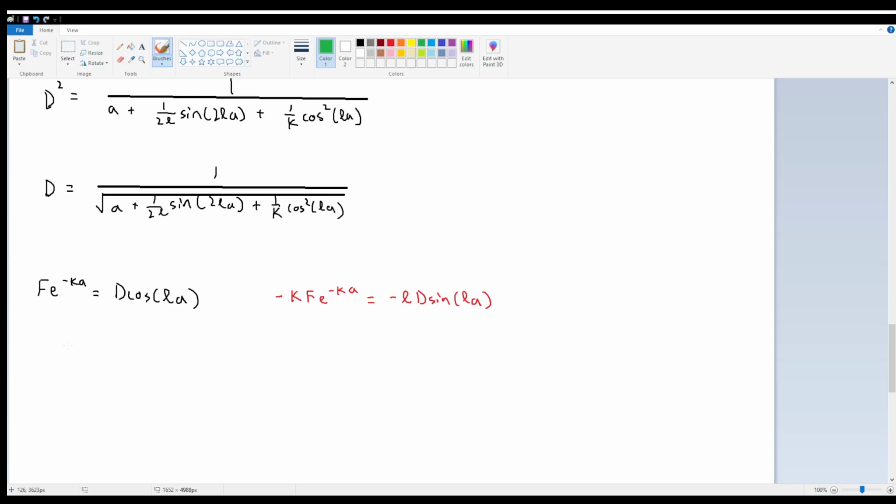So if we divide this second expression by the first expression, taking this as the numerator and this term as the denominator, then we get that negative k equals negative L times sine of LA over cosine of LA. So this gives us an expression for k. Getting rid of the negatives, k equals L sine LA over cosine LA. At this point, we have a way to express k in terms of L, or L in terms of k, and this indirectly incorporates the second continuity expression.